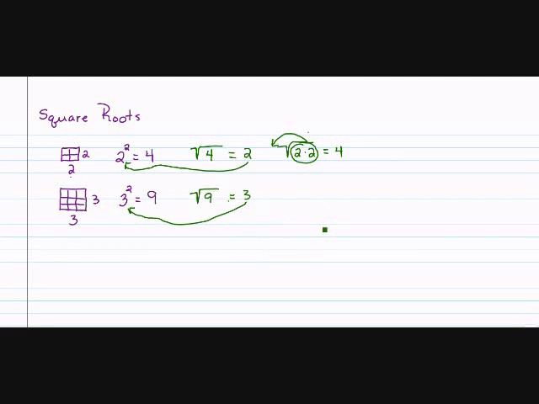If I were to say the square root of 49, what number times itself will give me 49? 7 times 7. Since I have a pair of 7s, I can take that out. And that's my answer, 7. Let's go ahead and take a look at some examples and how we work them.